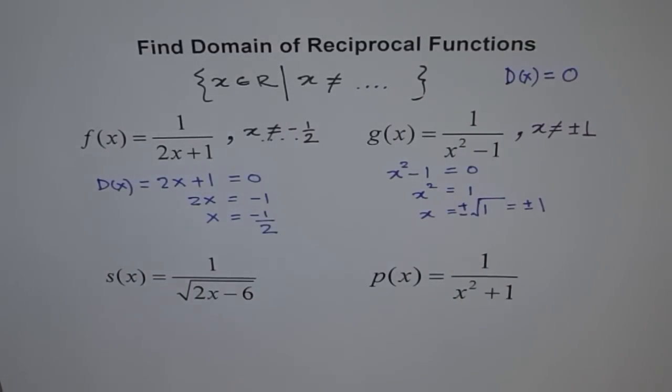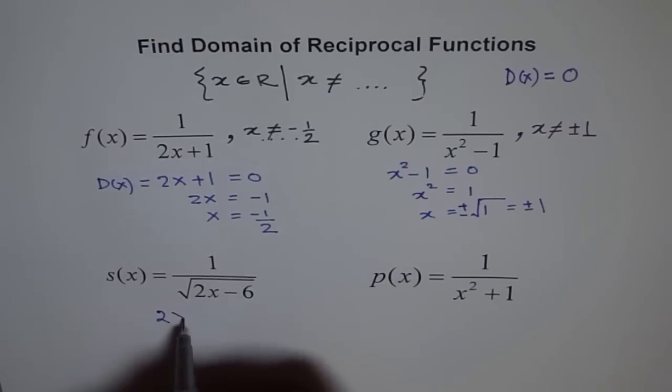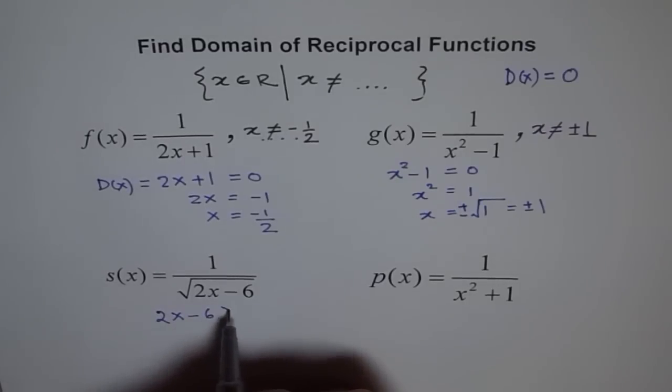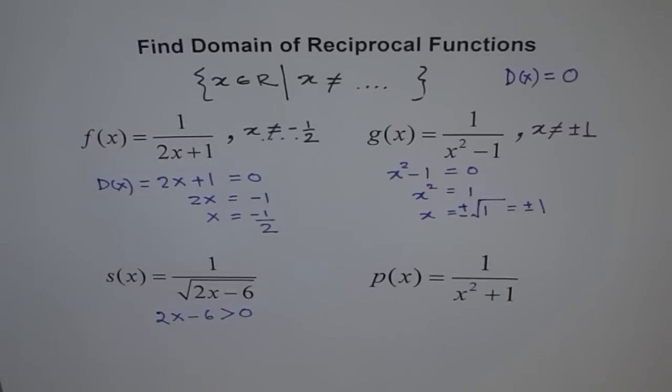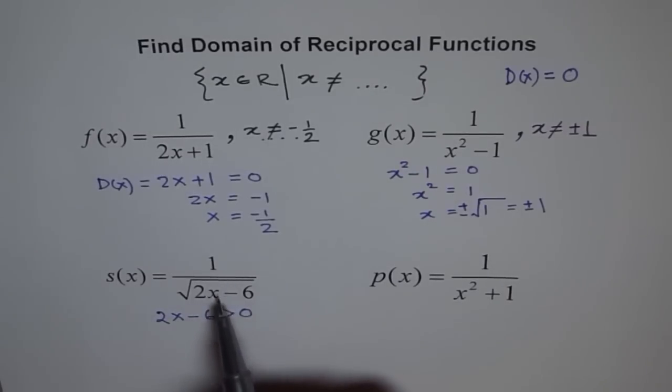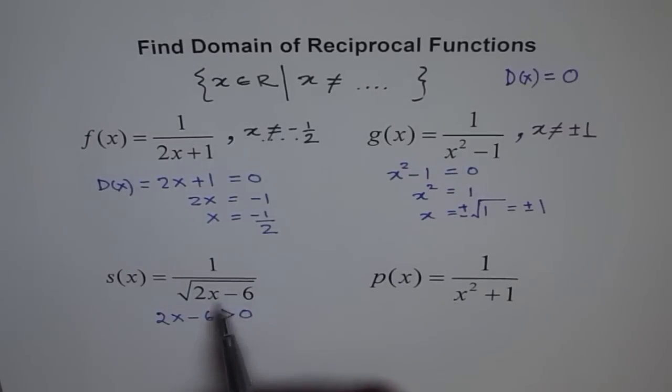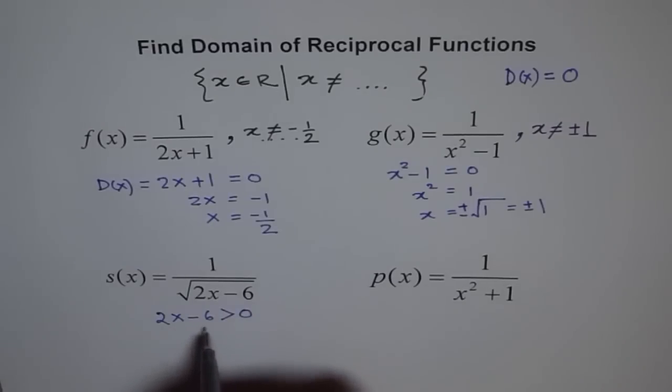Now the next function, s of x. Now here we have more than not equal to 0. Since square root is not defined for negative things, this type of function has a restriction that 2x minus 6 should actually be greater than 0. Right? It cannot be 0 because it is in the denominator, and it cannot be negative because the square root of a negative number is not defined. Correct? So it has to be greater than 0. So we write here and solve this.